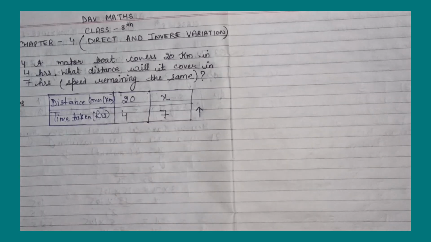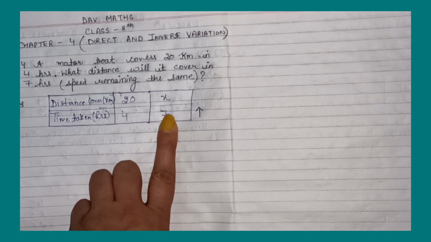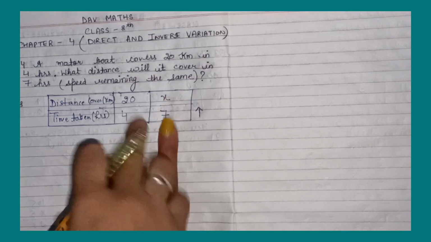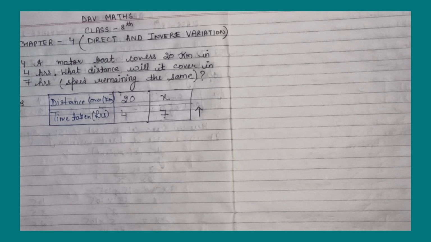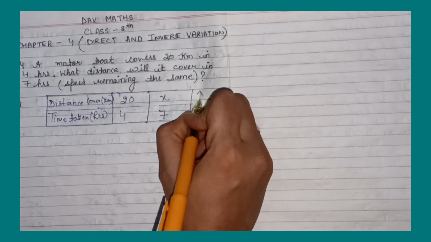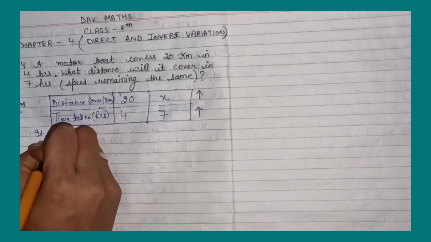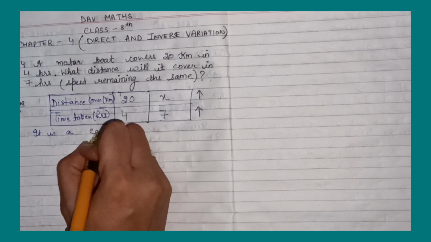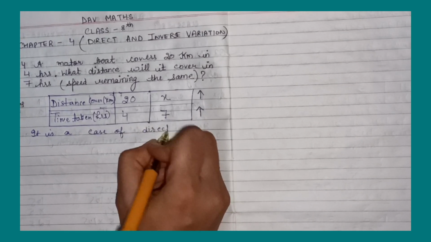So in 4 hours it covers 20 km, and here the hours are 7, so the number will be greater than 20. Hence this quantity also increases, and we know that when both quantities increase, it is a case of direct variation. So I write here it is a case of direct variation.